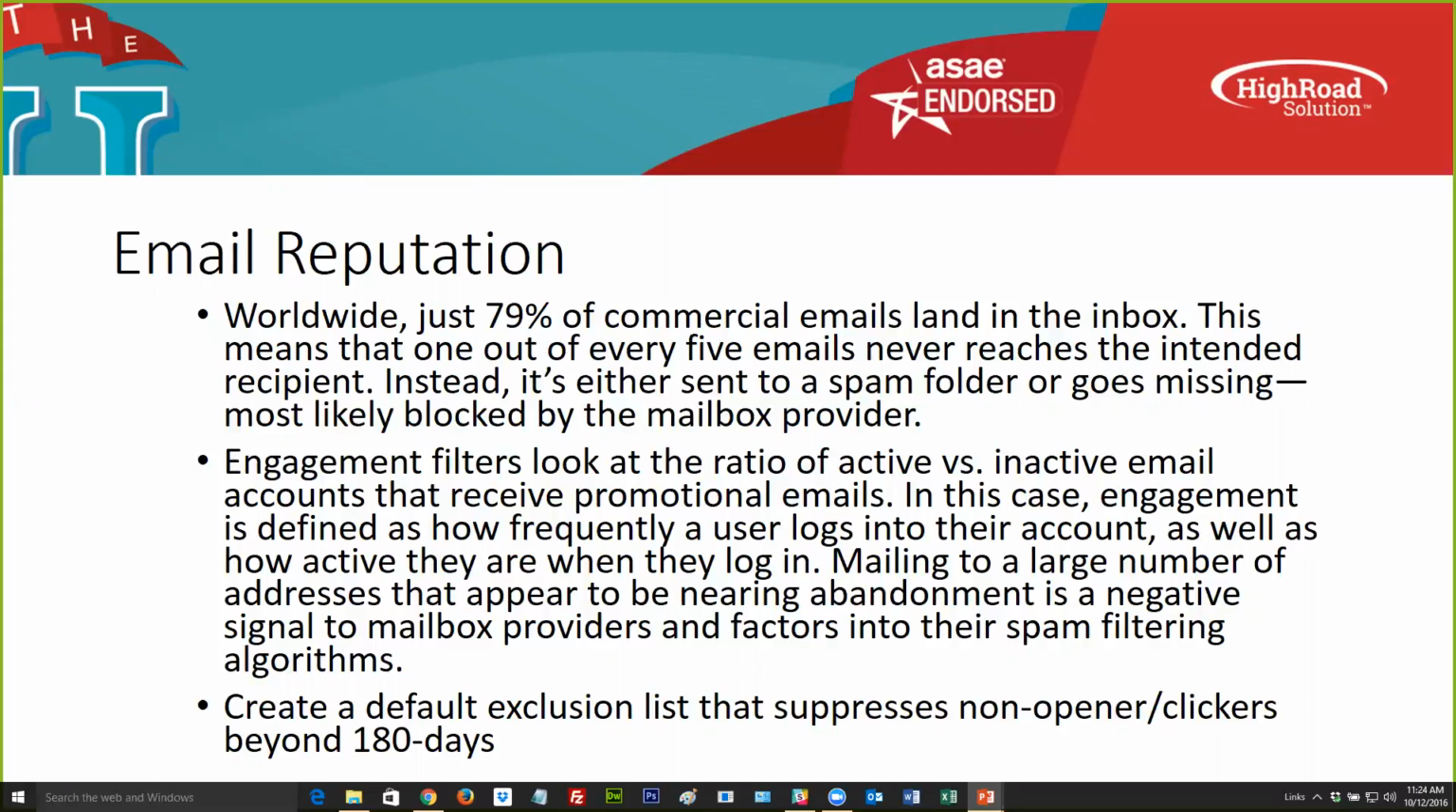The only way to do that is with direct mail, is to send it and have it get somewhere. Otherwise, you don't pay for it, right? So the engagement filters look at the ratio of active versus inactive accounts. So it's important to have those engagement metrics there. People are interacting, opening your emails, clicking through. The important thing in engagement filters is that they're not just receiving it and not opting out, but deleting it right away, because that counts negatively in Q4 when ISPs are making their inbox algorithms more restrictive. So I recommend creating a default exclusion list that suppresses any non-openers or clickers beyond 180 days in Q4.